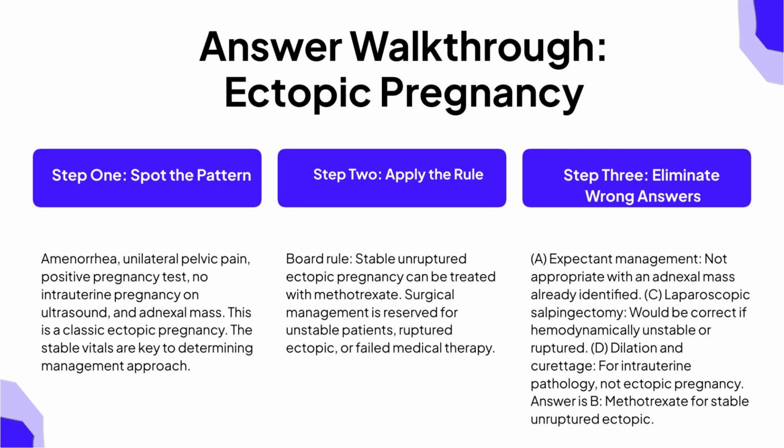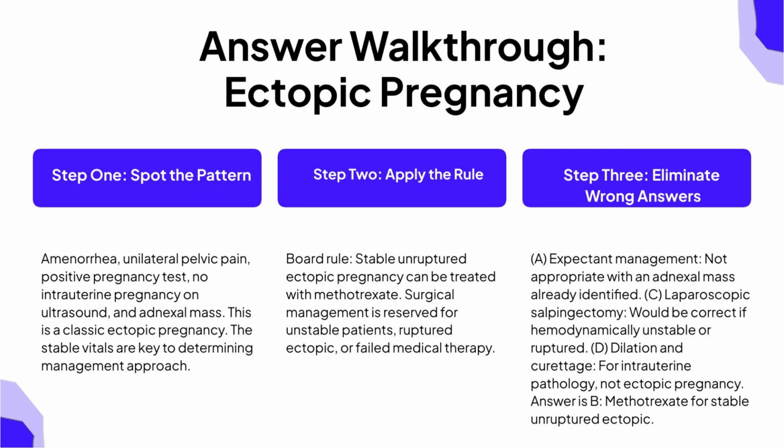Step 2. Apply the rule. For ectopic pregnancy management, the key decision point on the boards is whether the patient is hemodynamically stable or unstable. Our patient has stable vital signs, which means we consider medical management with methotrexate. The boards want you to know that methotrexate is appropriate for unruptured ectopic pregnancy in a hemodynamically stable patient.